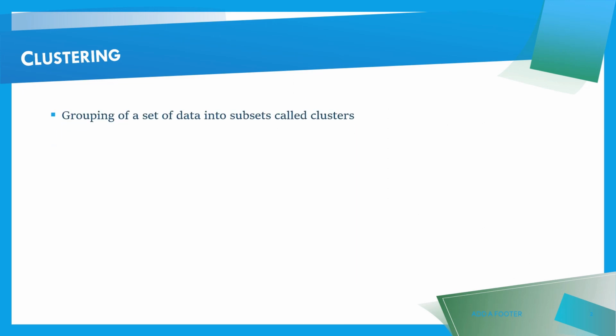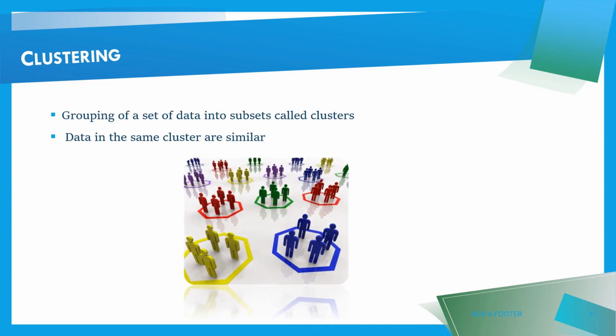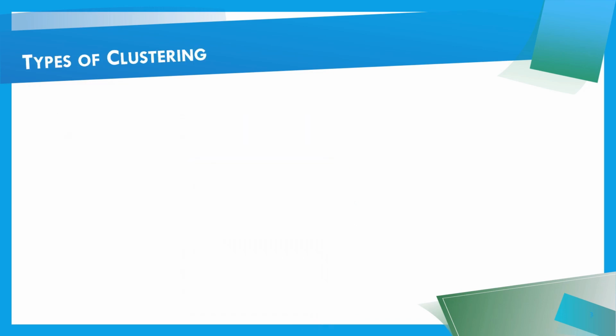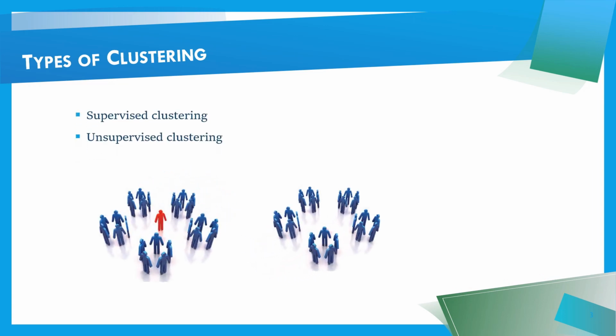Clustering is the grouping of a set of data into subsets called clusters, so that data in the same cluster are similar in some sense. Depending on the learning procedure by which clustering takes place, it is classified into two types. They are supervised clustering and unsupervised clustering.